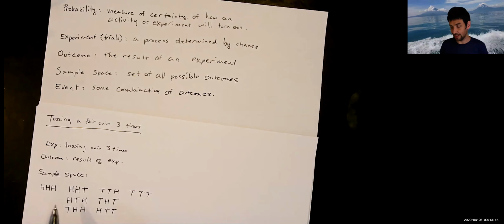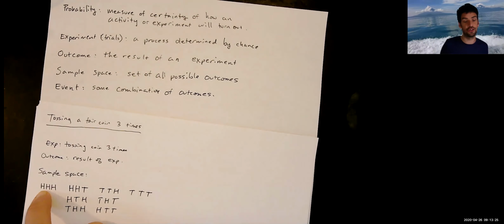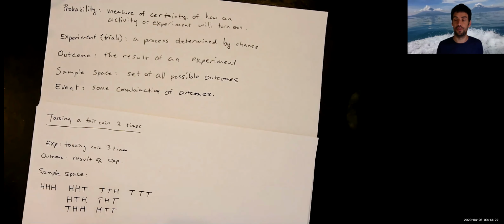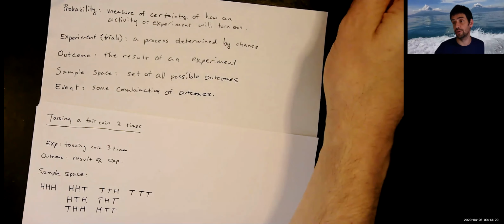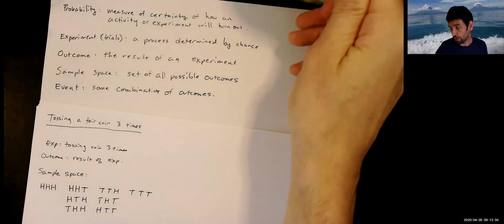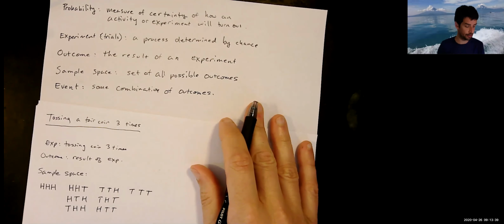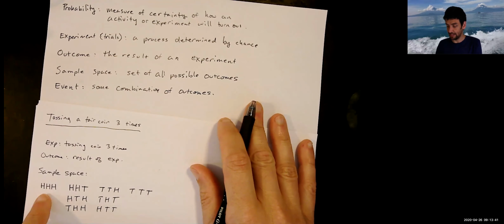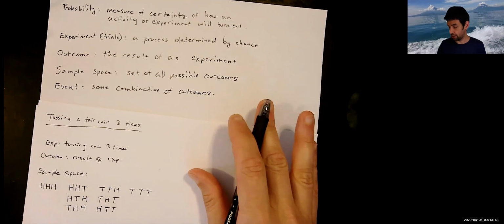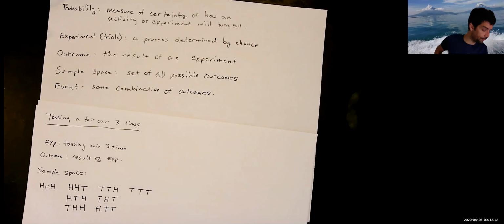I want to be very clear. Each collection of 3 results here is one outcome because our experiment is tossing the coin 3 times. So flipping heads the first time is not an outcome of this experiment. Okay? It is an outcome if the experiment was flipping a coin once. But we're flipping it 3 times, so all of these are our outcomes. All of this is our sample space. Each triple, each collection of 3 results is going to be a single outcome.